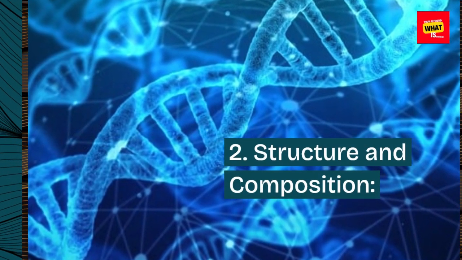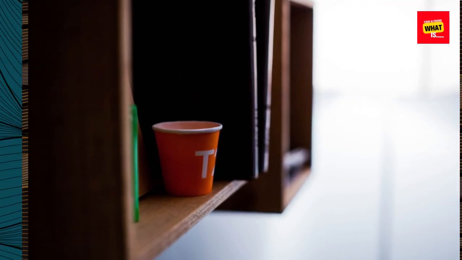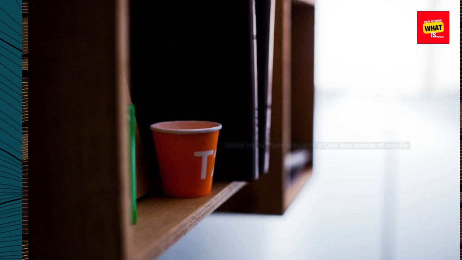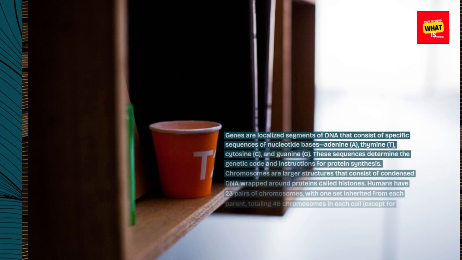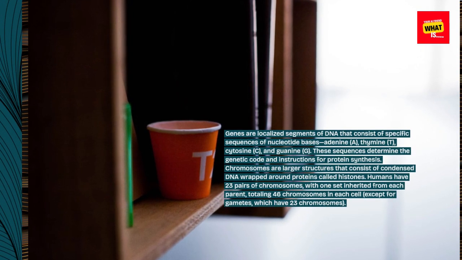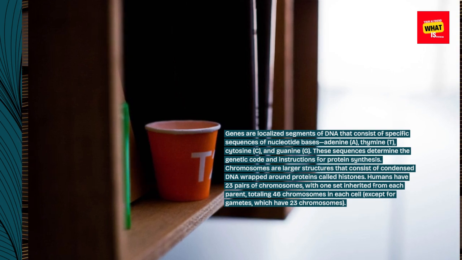2. Structure and composition. Genes are localized segments of DNA that consist of specific sequences of nucleotide bases: adenine (A), thymine (T), cytosine (C), and guanine (G). These sequences determine the genetic code and instructions for protein synthesis.